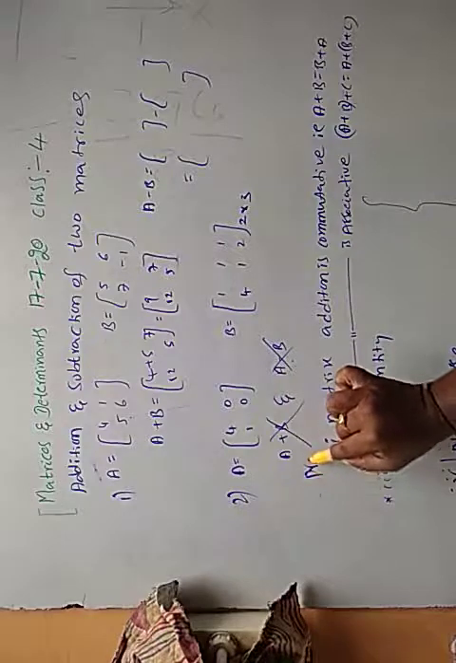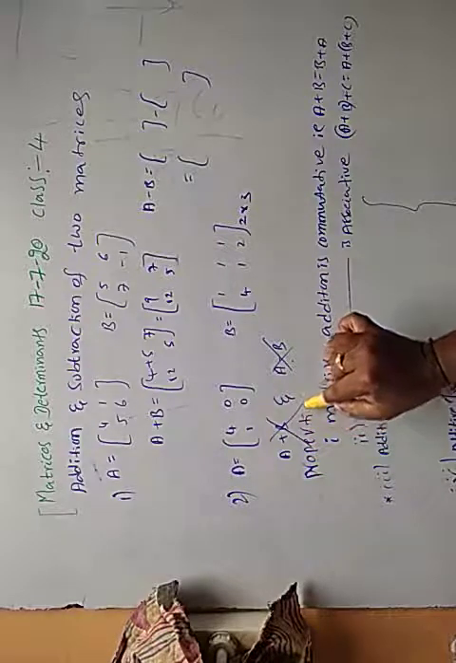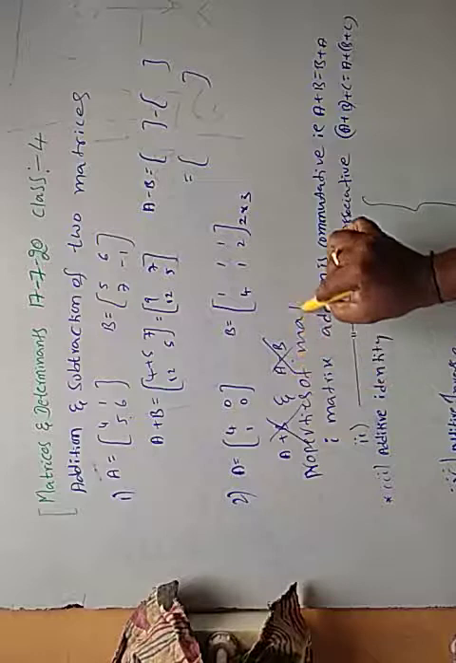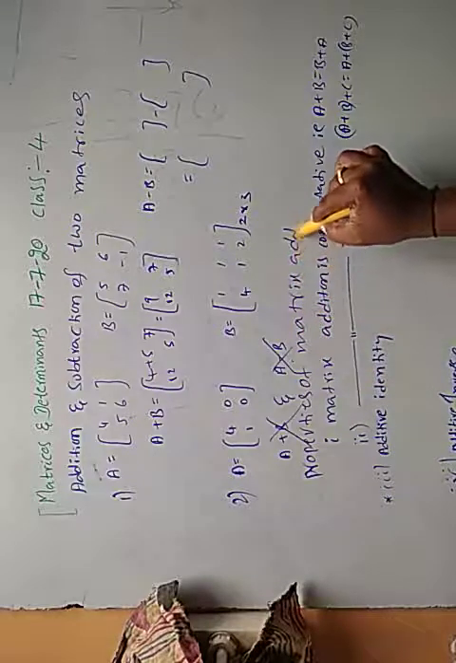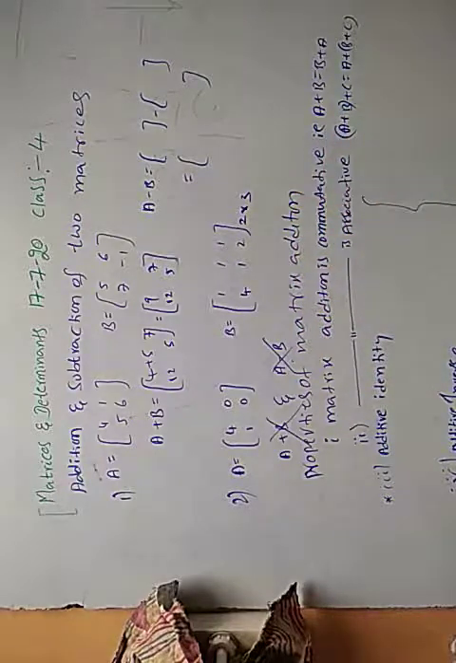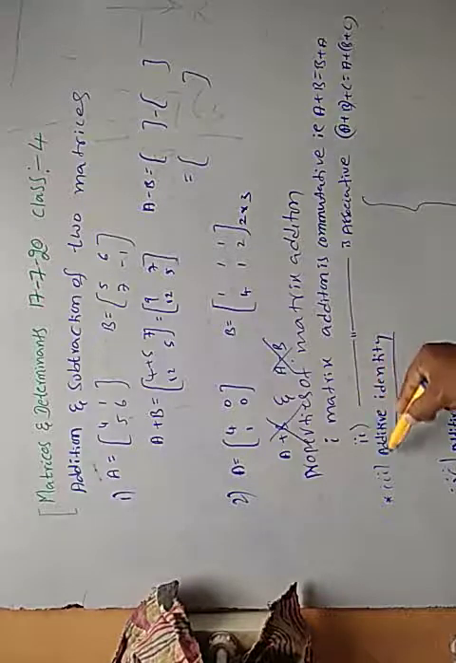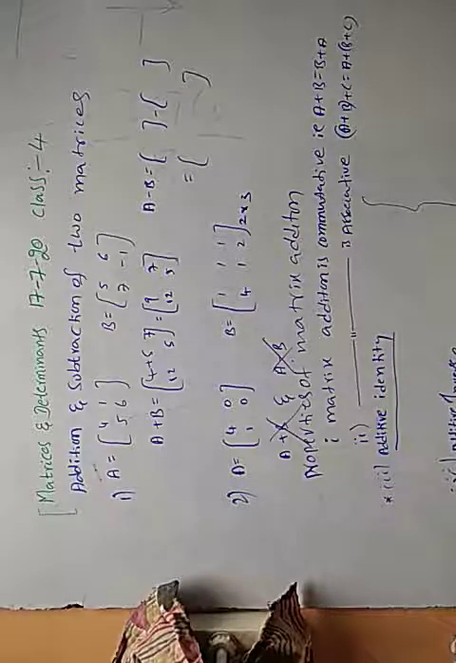Then come to properties of matrix addition. That is important. There are 4 properties of matrix addition. Please concentrate on additive identity and additive inverse of a matrix. These are the 3rd and 4th properties. Then what are the first and second?